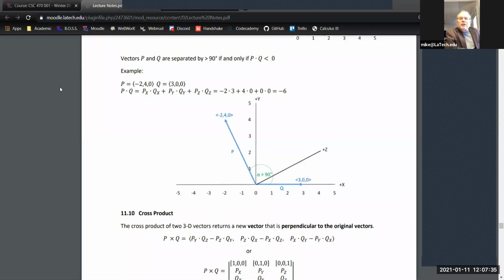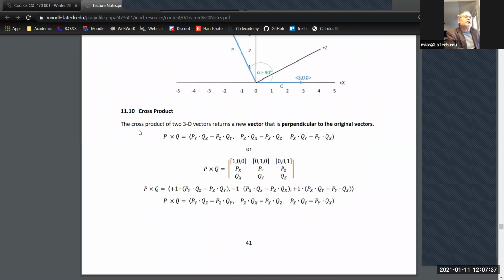The last operation that we wanted to talk about today was cross product. The cross product of two vectors returns another vector. Okay, so the dot product of two vectors returns a number, returns a scalar that gives us an indication of the angle between those vectors. The cross product of two vectors returns a new vector, and that new vector is perpendicular to the original vectors.